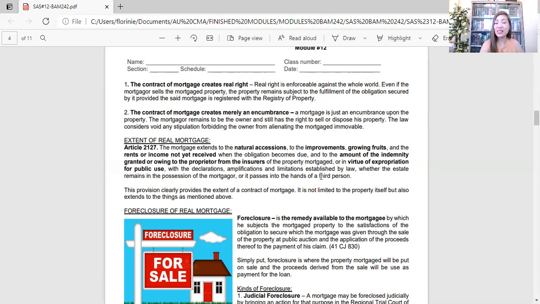Kasi pag di ako nakabayad sa'yo, meron ka pa rin lien over the property. Why? Kasi hindi naman po pwedeng porket nasangla, ibig sabihin sa'yo na. Hindi mo naman din talaga siya pwedeng i-appropriate for yourself. All we have to do for the property is to sell it in public auction so that whatever the proceeds may be, will be appropriated between the two of us. So, ganun yun. Okay, the contract of mortgage creates merely an encumbrance.